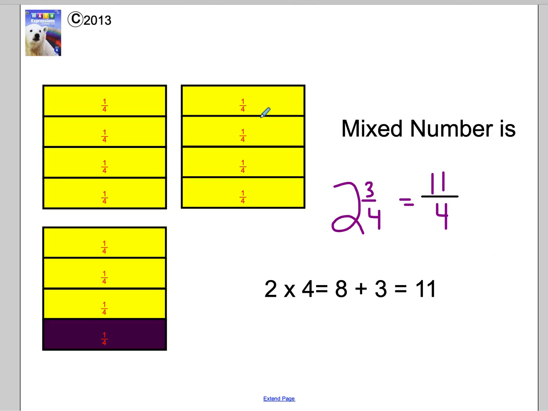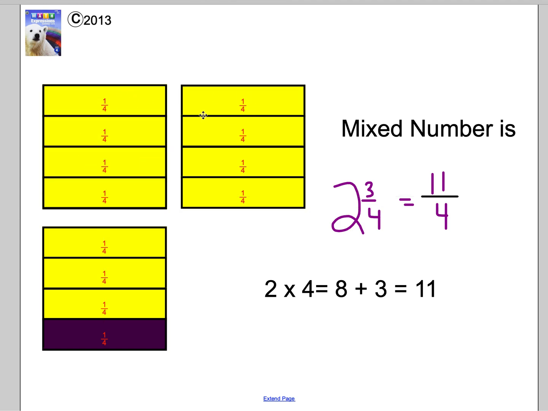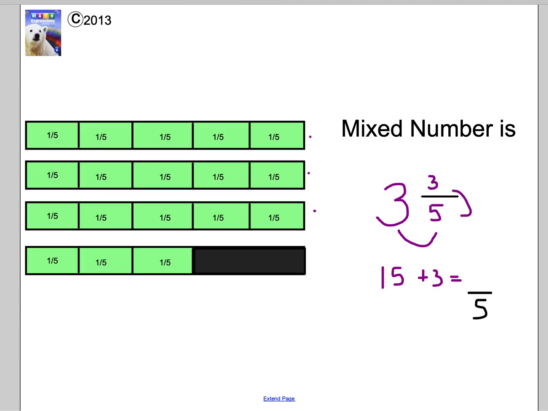With a model, here's the same one, we have 2 3/4. We're going to multiply and add. When I multiply the 2 by the 4, I'm going to take all of these, 2 times 4, so there's 8 of these pieces here. Then I'm going to add these leftover 3 pieces. That gets me 11, and the denominator stays the same.